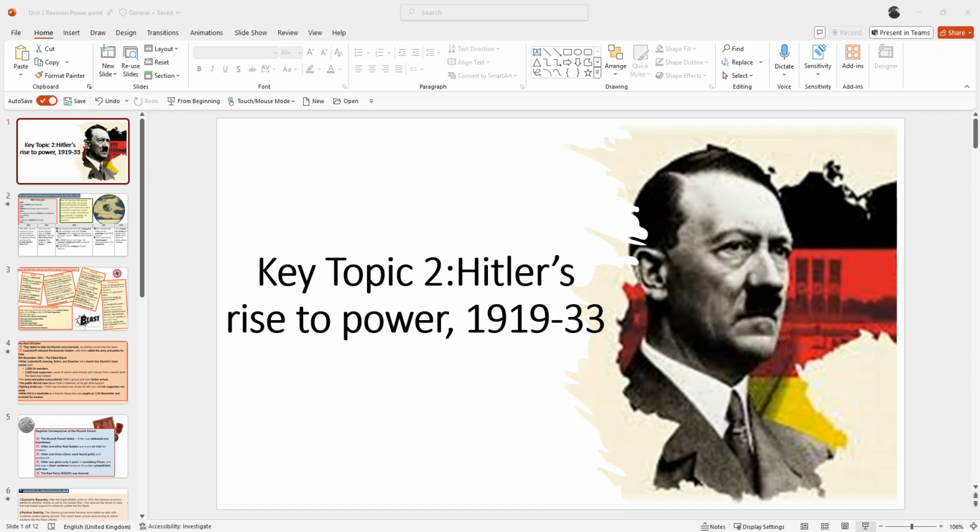Fighting broke out, Hitler was knocked over, broke his left arm, and his supporters ran away. Hitler hid in a wardrobe at a friend's house, but was caught on the 11th of November and arrested for treason. Treason's bad. You can often be put to death for treason.